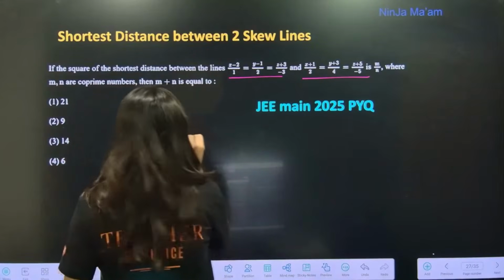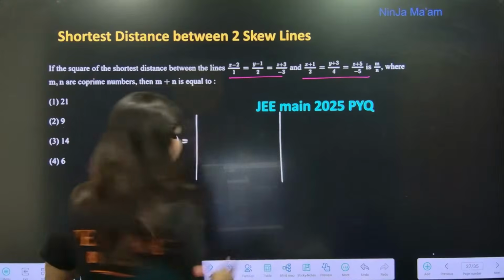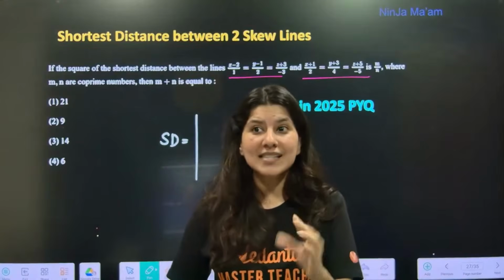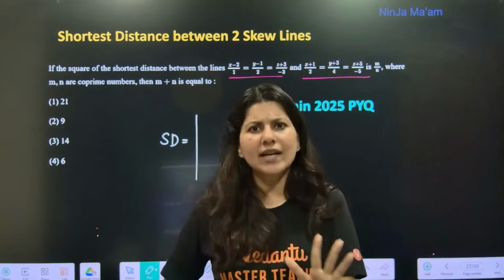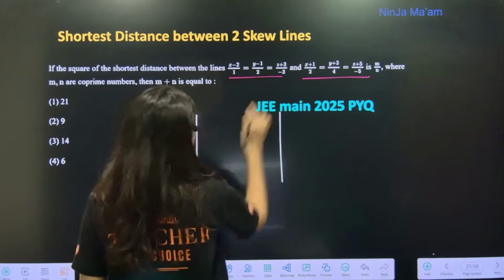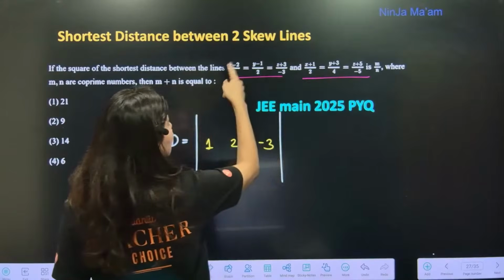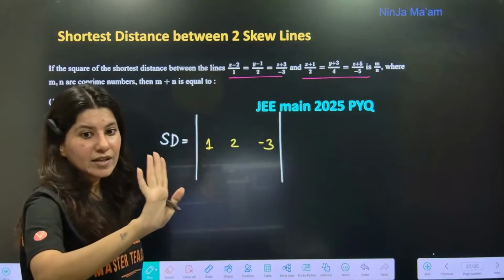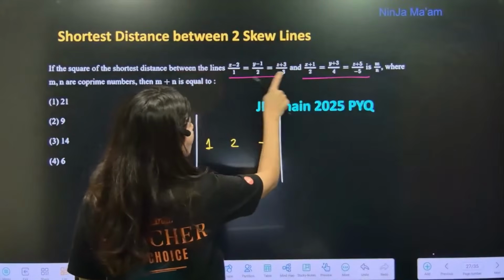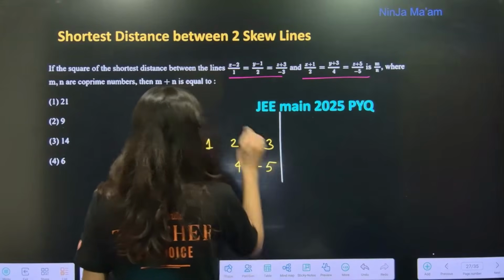Anyway, so over here, shortest distance, everybody. I told you, row number 2, please understand, this will give you 4 marks and within 10-15 seconds you will get your answer, don't worry. Row number 2, I am going to write first 1, 2 and minus 3. Both lines are in standard format, that is x, y, z coefficient is positive 1, so I don't have to worry. 1, 2, minus 3. 2, 4, minus 5.